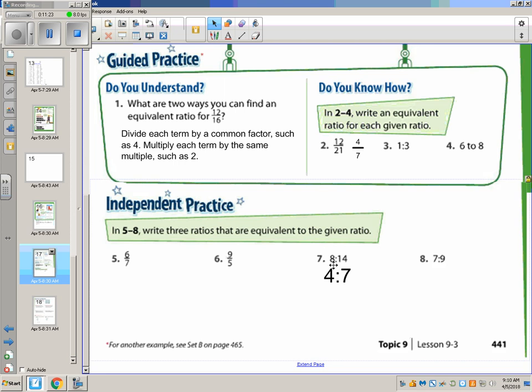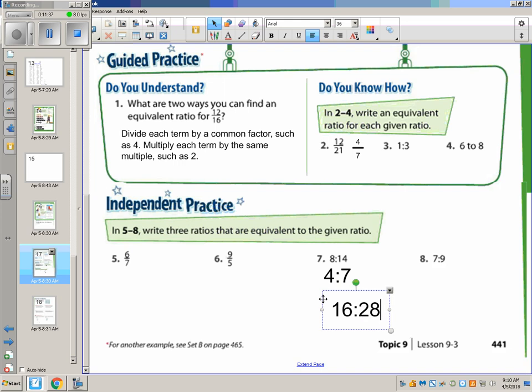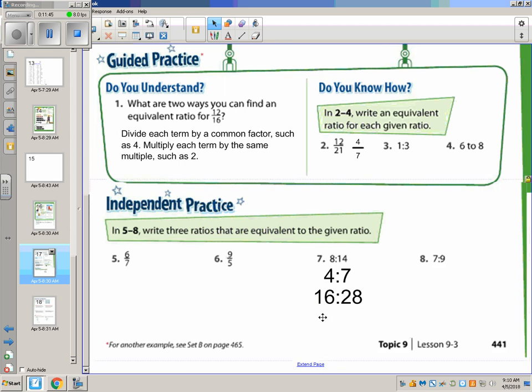I could also multiply these by a common factor, or a common multiple. So I'm going to make it easy on myself and multiply both of these by 2. So 8 times 2 would be 16. 14 times 2 would be 28. And then it tells me I have to have 3. So I could do 8 times 3, which would be 24. And I could do 14 times 3, which would be 42. So that gives me 3 for that one.